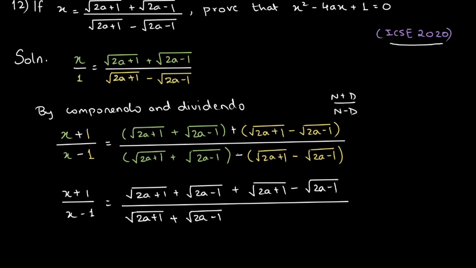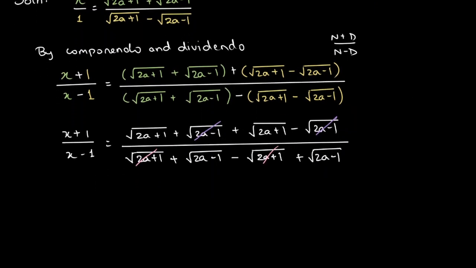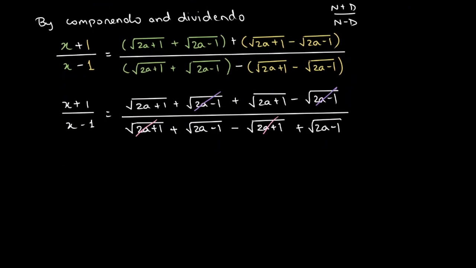It's my numerator again. There's a minus sign here, so the signs inside the bracket change. So this is minus square root of 2a plus 1 plus square root of 2a minus 1. Right, now if you observe, there are a few terms which get cancelled out, like plus square root of 2a minus 1 over here with minus square root of 2a minus 1 over here. Right, and in the denominator we have plus square root of 2a plus 1 and plus minus square root of 2a plus 1. Right?